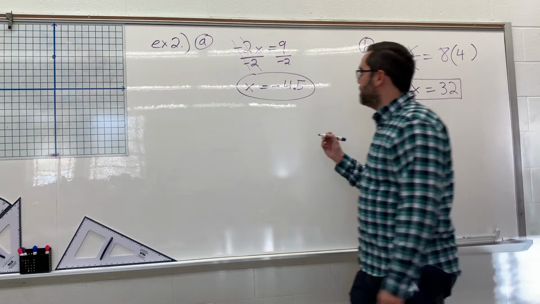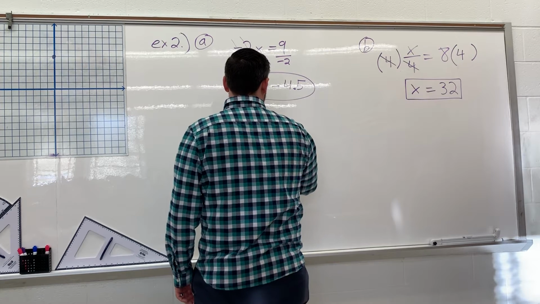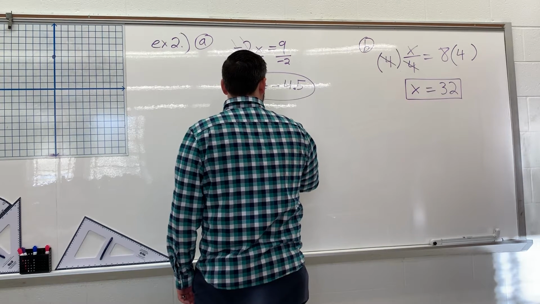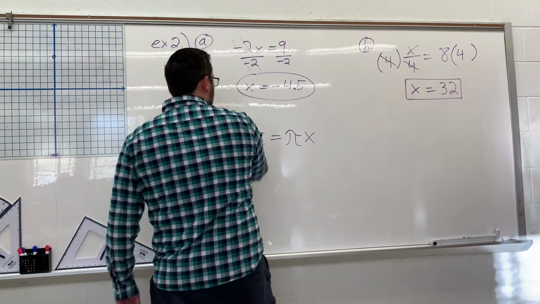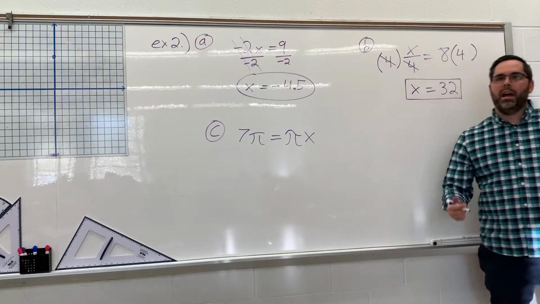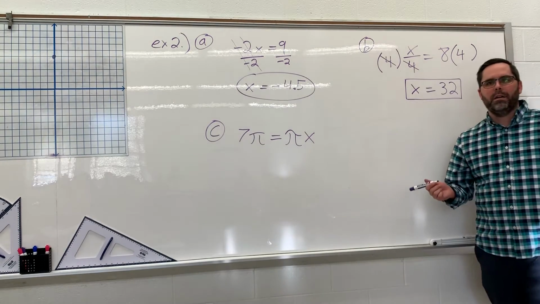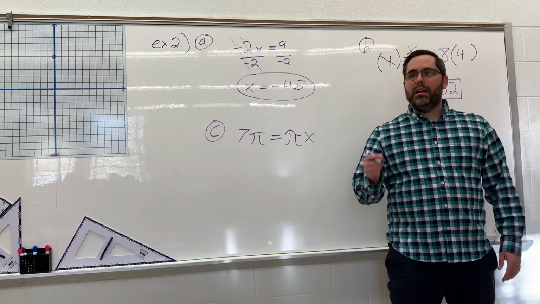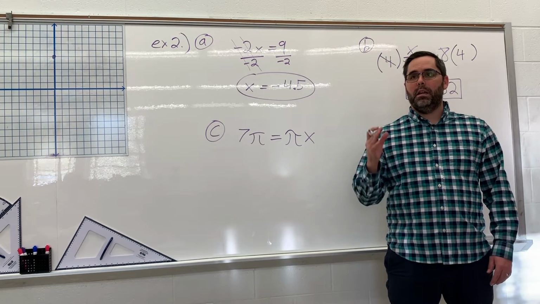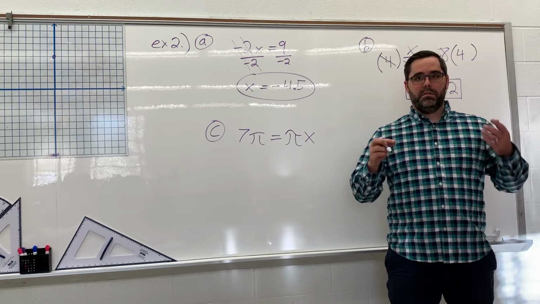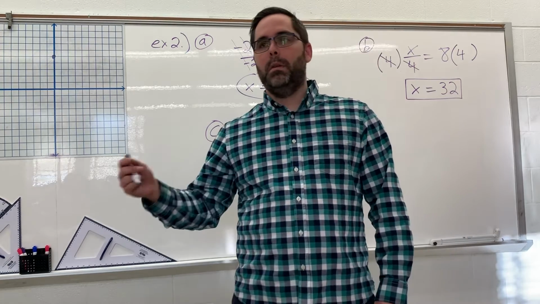All right, let's look at C. 7 pi equals pi x. If I showed you this on a test and I hadn't taught you how to do this, it would be confusing, right? It does look confusing because of the pi. Pi is a number. It's just a symbol for a number, just like 7 is the symbol for 7 ones. Pi is the symbol for 3.14 and so on.